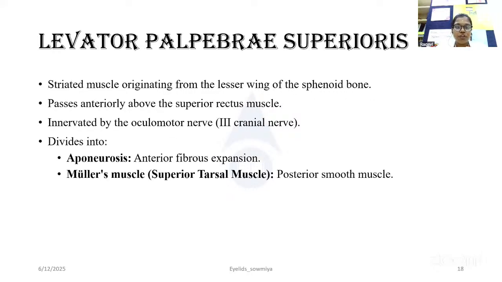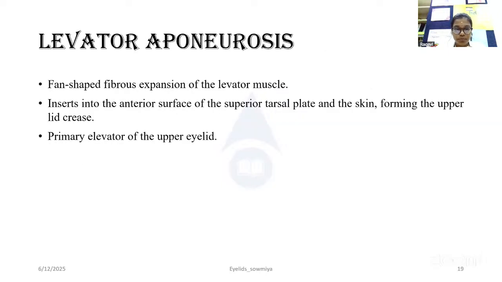Levator palpebrae superioris. Striated muscle originating from the lesser wing of the sphenoid bone, passes anteriorly above the superior rectus muscle, innervated by the oculomotor nerve, that is the third cranial nerve. It is divided into the aponeurosis, an anterior fibrous expansion, and Muller muscle, the superior tarsal muscle, a smooth muscle.